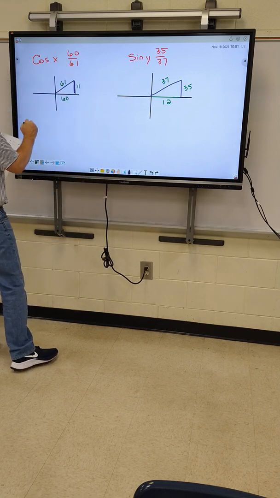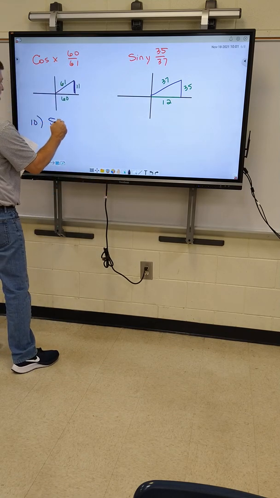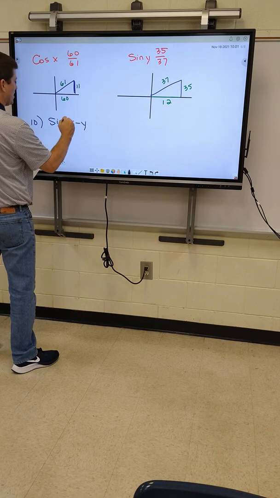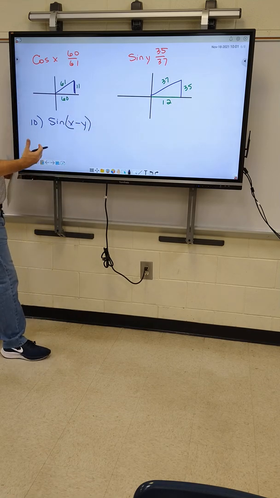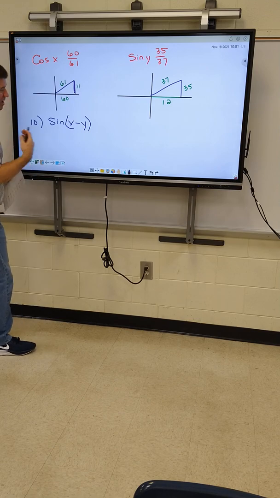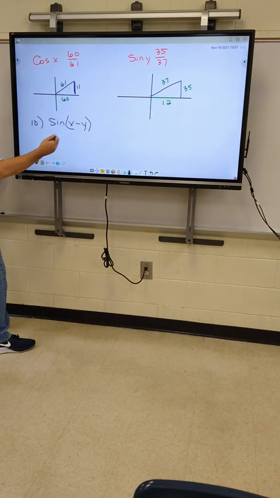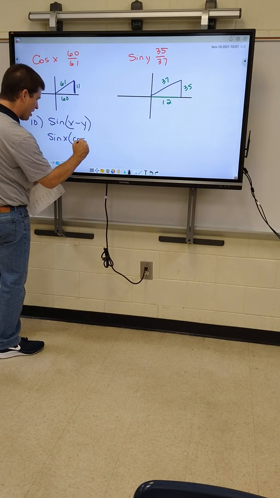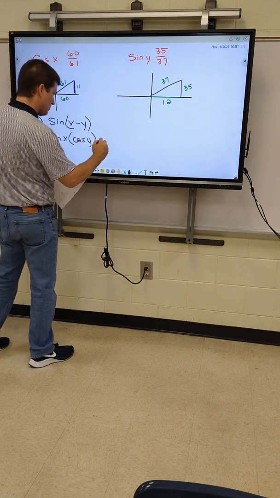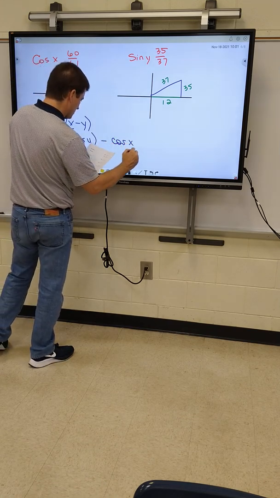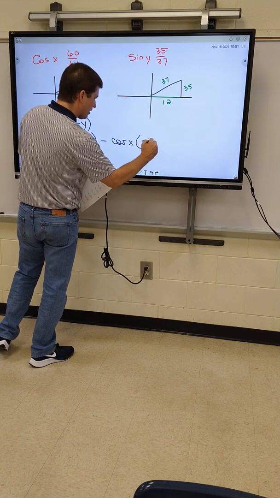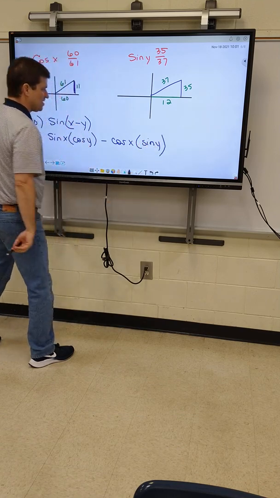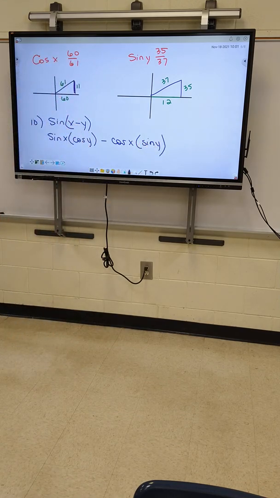All right, next one, number 10. Sine of x minus y. Now, guys, we just did this on the warm-up. This is what we spent time on yesterday. The first thing I'm going to do on this one, Wyatt, is find that formula on my sheet and copy it down. So I got sine of x, cosine of y, minus cosine of x, sine of y. Does everybody see where I got the formula from? Scholar, you see where I copied it from?